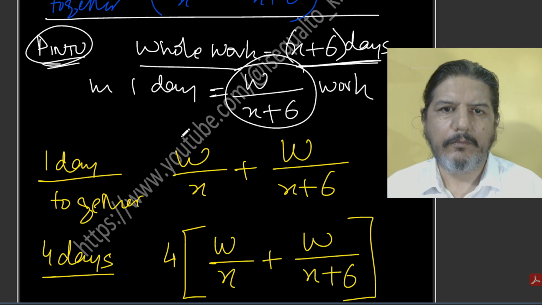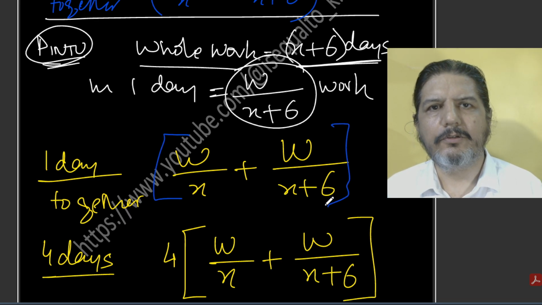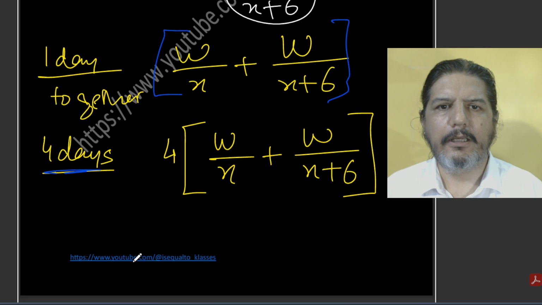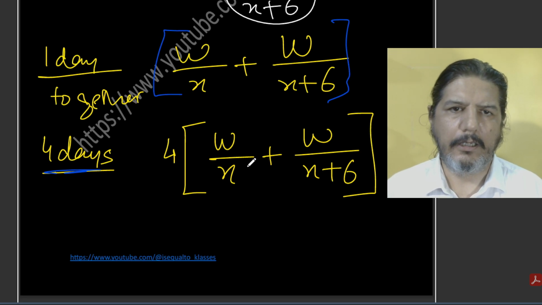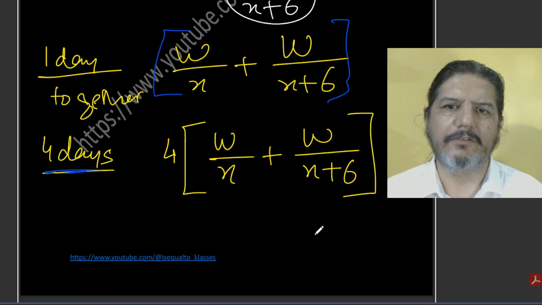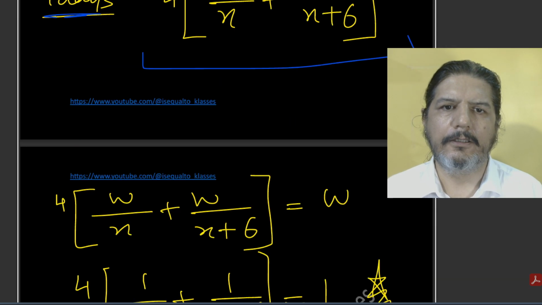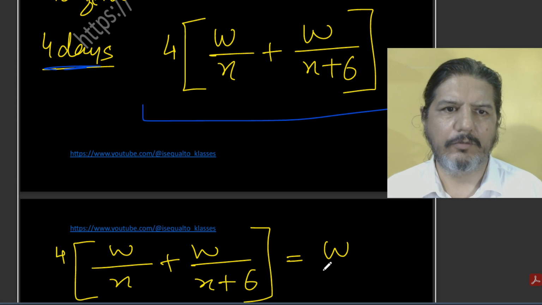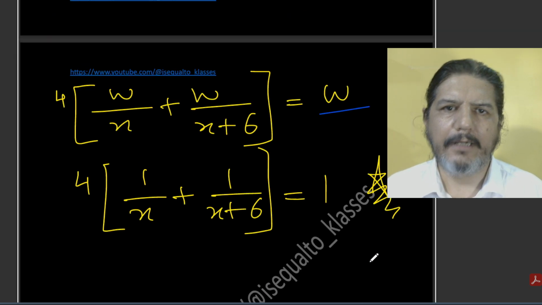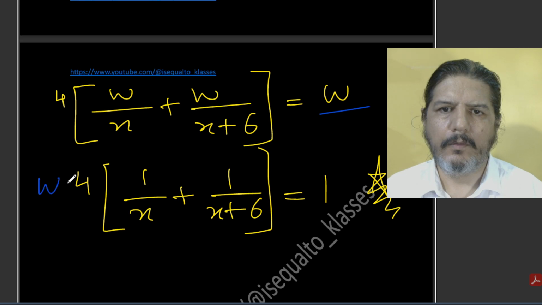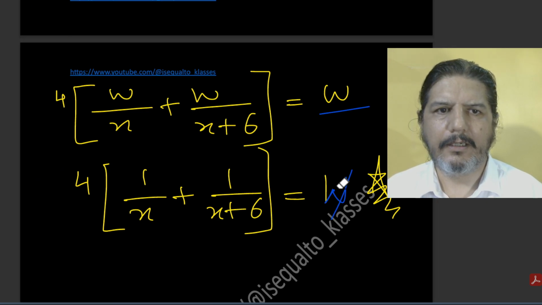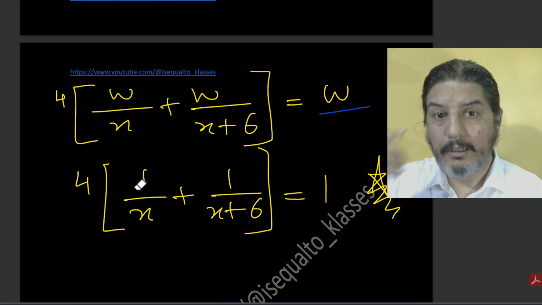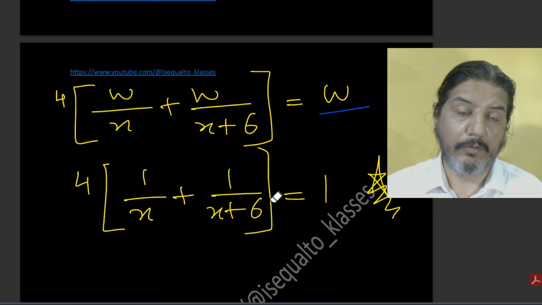So in one day, when both of them are working, they complete this amount of work. And in 4 days, they complete 4 multiplied by (W upon X plus W upon X plus 6). And this is equal to the complete work. So the equation would be 4 times (W upon X plus W upon X plus 6) equal to W, the whole work. We take this W common, and this W and this W will cancel. So that is why I have written this as 4 multiplied by (1 upon X plus 1 upon X plus 6) is equal to 1.